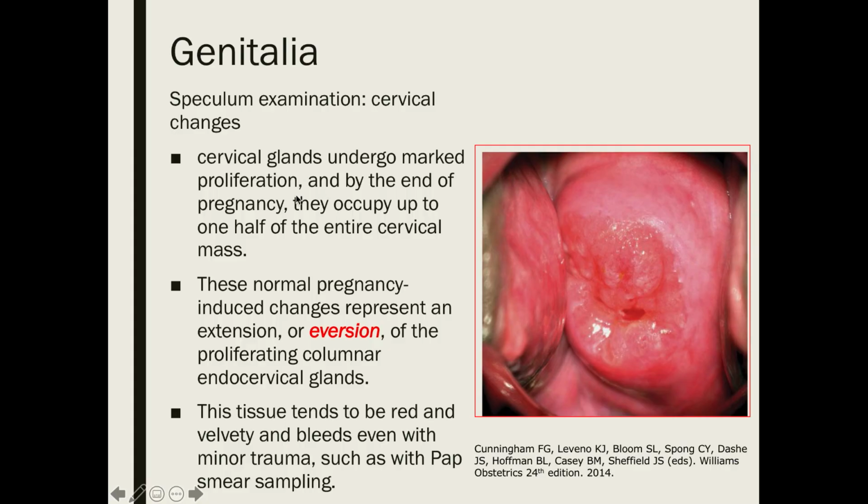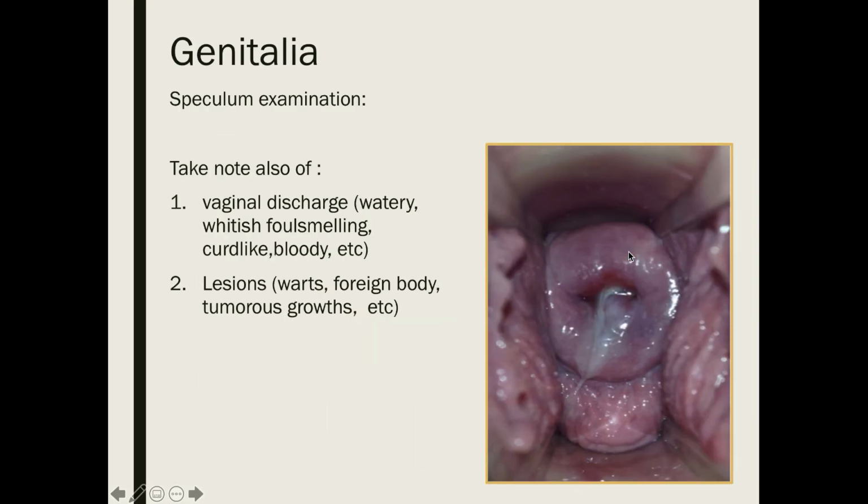Cervical glands may undergo marked proliferation, and by the end of pregnancy, they occupy up to one half of the entire cervical mass. As you can see here, this is marked proliferation of the cervical glands. These normal pregnancy-induced changes represent an extension or eversion of the proliferating columnar and cervical glands. Take note also, when you're doing a speculum exam, if there is any vaginal discharge, maybe watery, whitish, foul-smelling, curd-like, bloody, etc. Or if there are any lesions such as warts, foreign bodies, or tumorous growths.